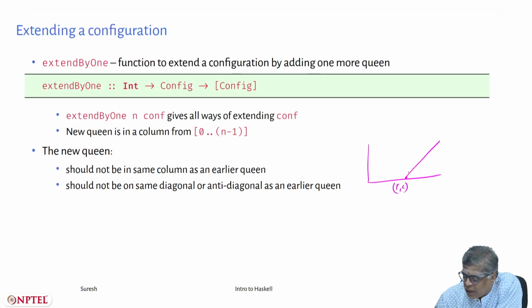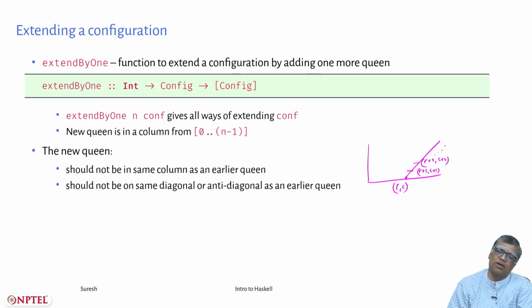If the same diagonal repeats, what is the element in row r plus 1 which is on the same diagonal? It will be r plus 1, c plus 1. It will be r plus 2, c plus 2, and so on, right. So, what do you need to check? We need to check whether it is on the same diagonal. Similarly, we need to check whether it is on the same anti-diagonal.